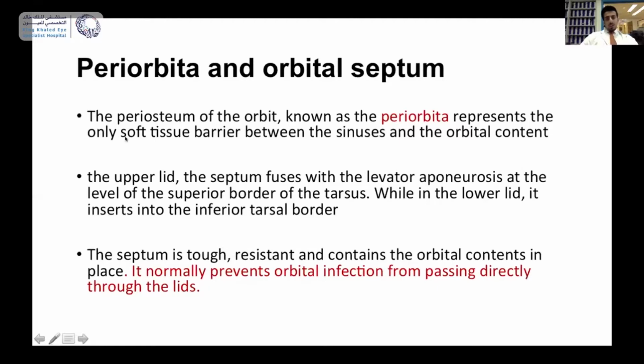You know that the periorbita is the only soft tissue barrier between the sinuses and the orbital content, and you know that the septum originates from the arcus marginalis and passes inferiorly and superiorly and fuses with the levator muscle in the upper eyelid and the retractor in the lower eyelid, a few millimeters above and below the tarsus. The septum is also a tough tissue that resists spread of infection from the preseptal tissue to the orbit.